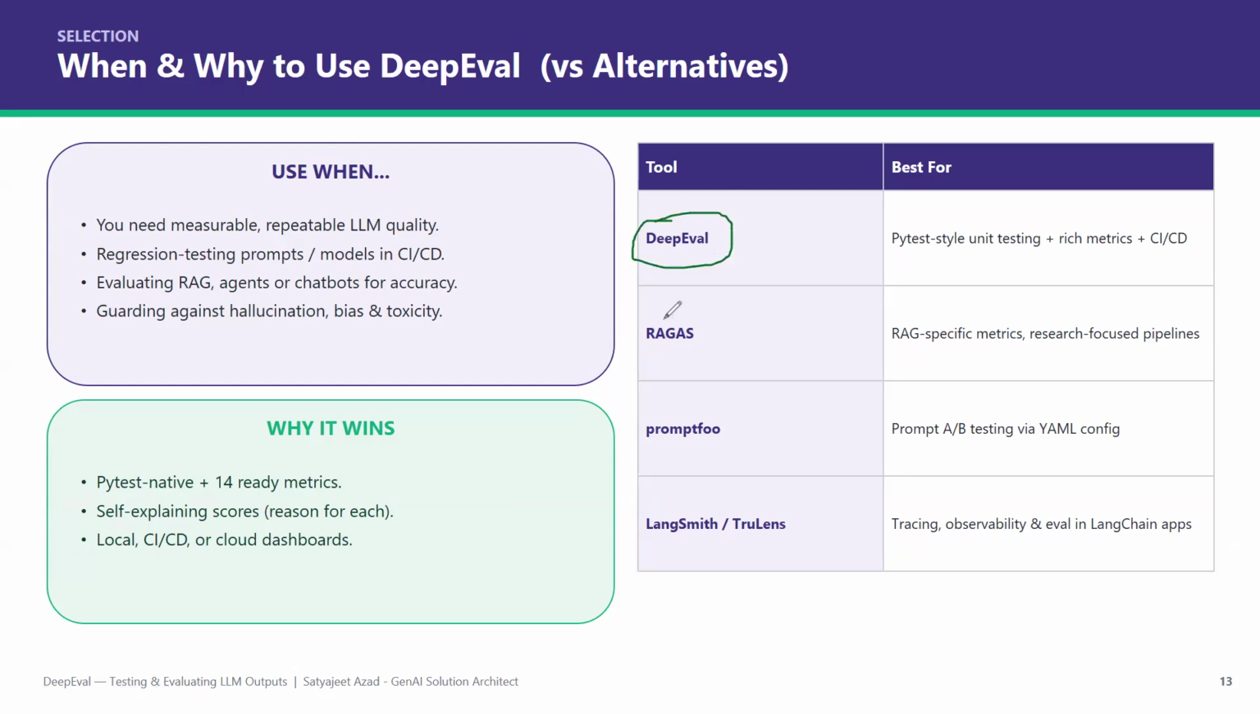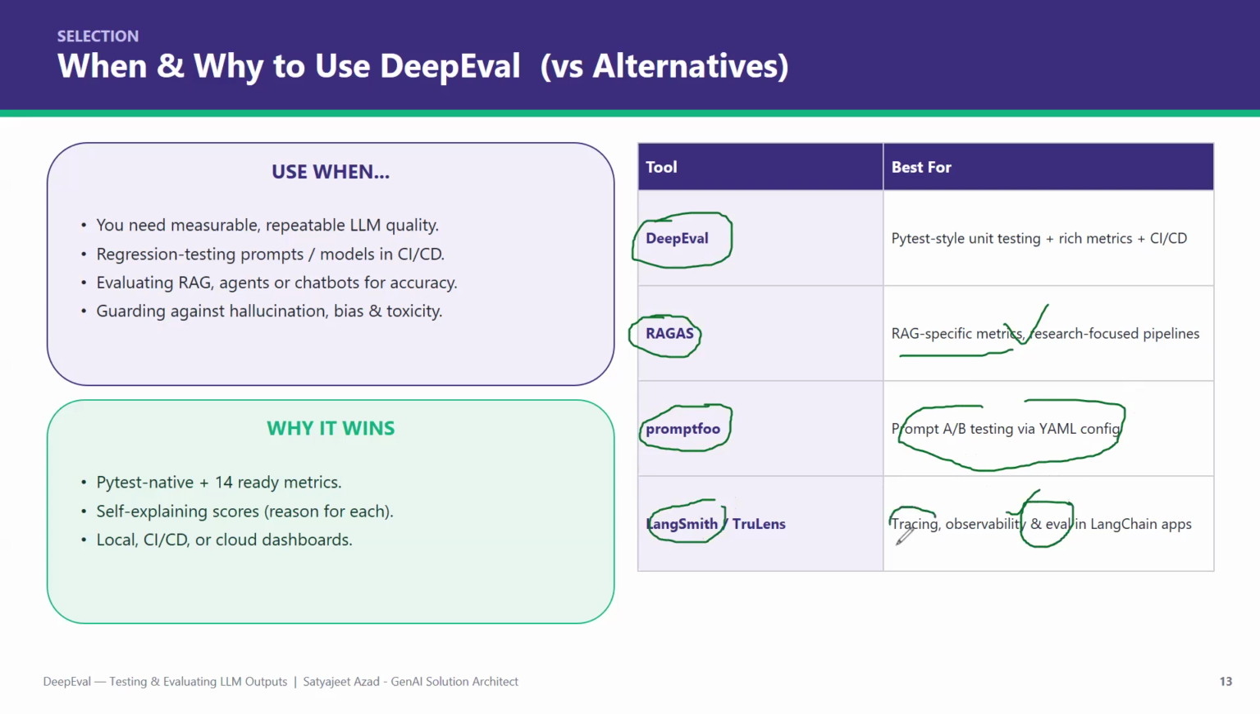There is also RAGAS. It's for RAG-specific metrics that you want to capture. Promptfoo is one of the tools for A/B testing, and if you have something in YAML configurations. LangSmith, the tool that I was just talking about, is from the family of LangChain, LangGraph, LangSmith, for observability, if you want to evaluate and trace.